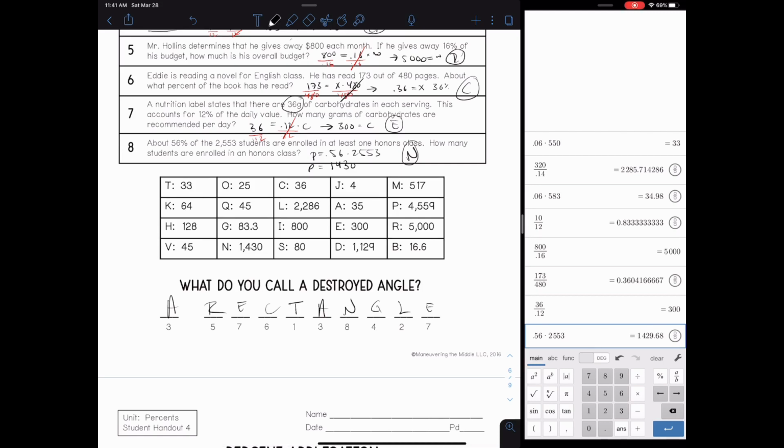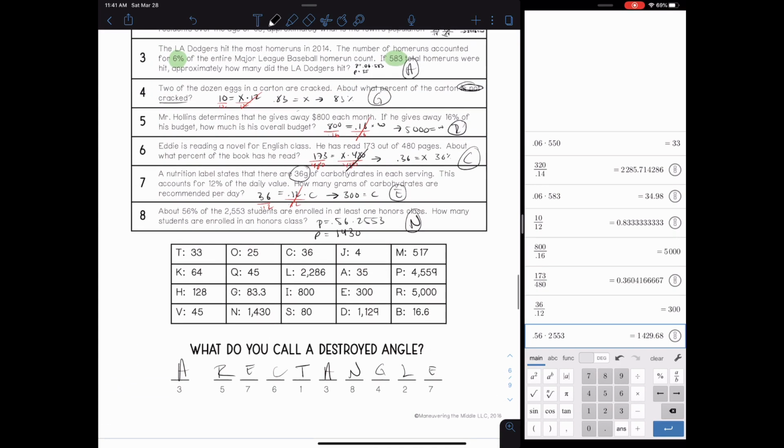And so, students, what do you call a destroyed angle? A wrecked angle. Haha, you get it? Yeah, you'll get it later.